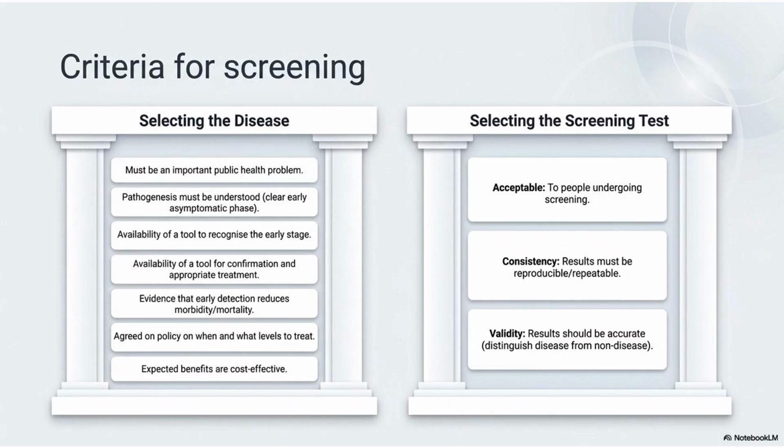And the third one is validity. Validity means the result should be accurate. Accurate means it should be near to the reality, and it should distinguish the diseased people and non-diseased people correctly. Only then can we select that particular test as a screening test. So acceptability, consistency and validity are the three criteria we check before selecting a screening test.